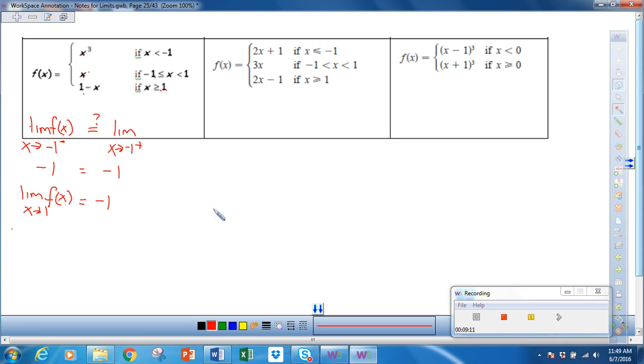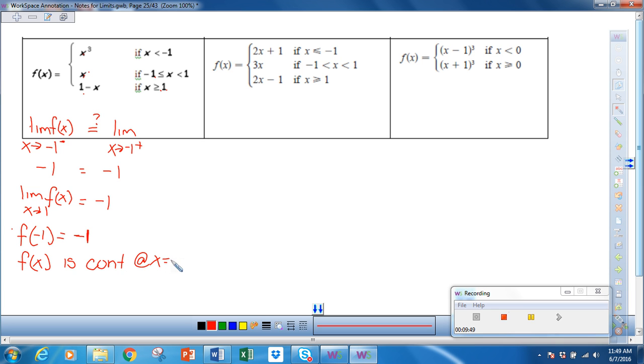Okay? Now the next thing we have to figure out is what is f of -1? We see because this one says less than or equal to, this is where it's defined. So when it's less than or equal to -1, we're doing a direct substitution, we get -1. So we see that f of -1 exists and it's -1. So is it continuous at that point? Yes.